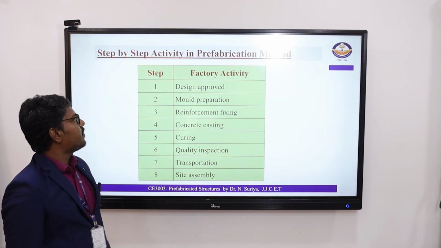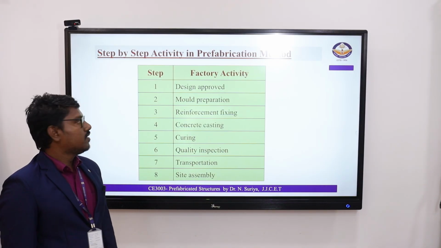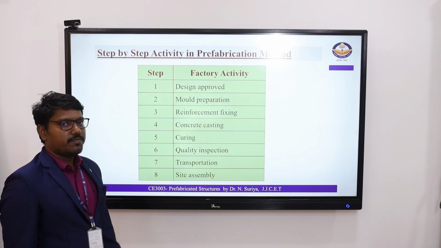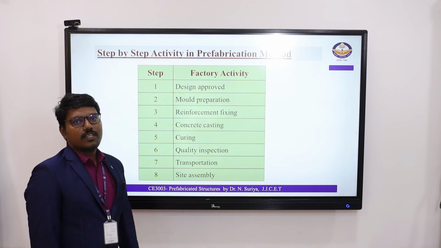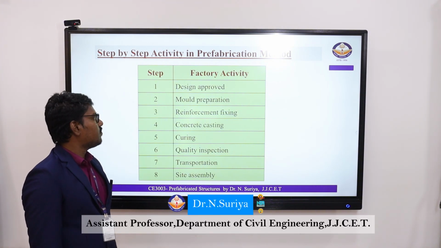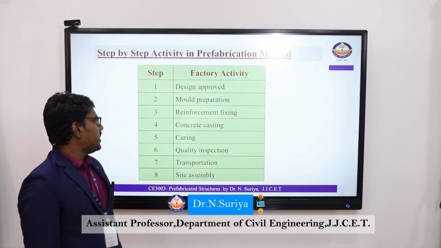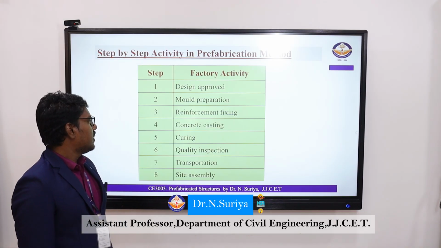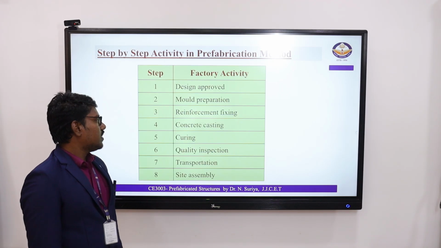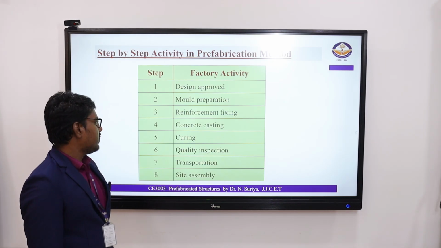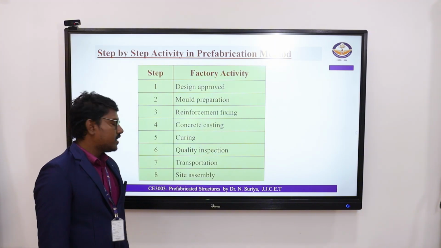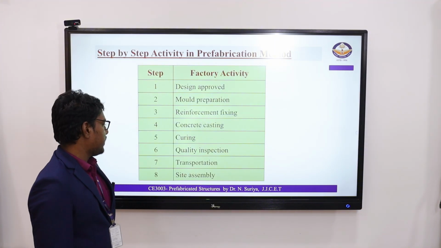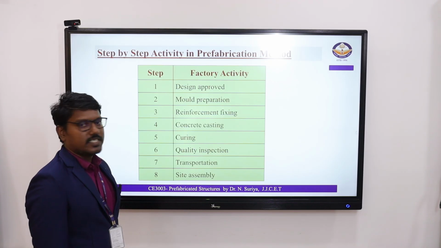So next, step-by-step activity in prefabrication method. Compared with the traditional method, the step-by-step process is unique. In this method, step 1 consists of design approval, design aspects considerations. Step 2 consists of mold preparation, step 3 consists of reinforcement fixing, and step 4 focuses on concrete casting work. Step 5 focuses on curing, step 6 deals with the quality inspection, quality auditing, step 7 deals with the transportation process, and finally step 8 is site assembly and erection process.